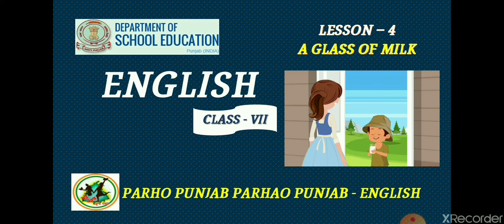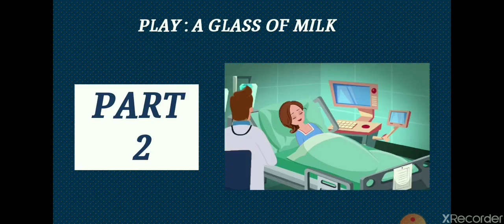You should keep in mind that this is a play, and as I had earlier told you, in a play we get the characters, setting, the situation, and it can be performed on stage. Now in front of you we have the part 2 of the play, A Glass of Milk.